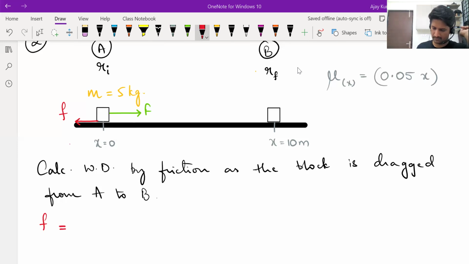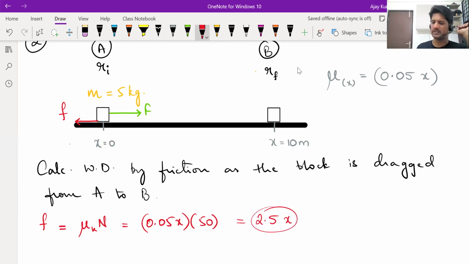Mu into normal force, sir. Mu k multiplied with the normal force, correct? Mu k here is 0.05 into x. The normal force on this block will be balancing its weight, so 50. 0.05 becomes 0.5, this into 5, 2.5x is the friction, where x is the x coordinate of the object.